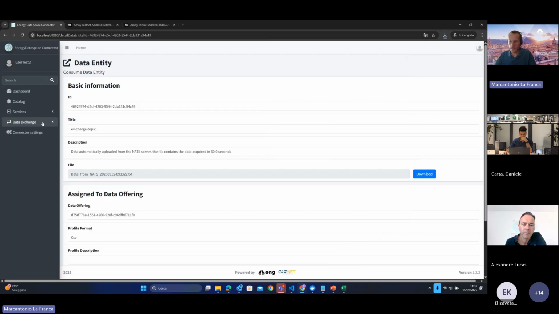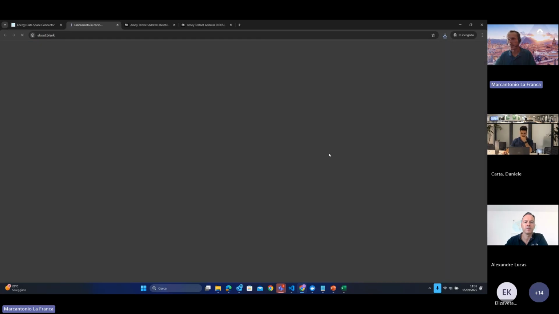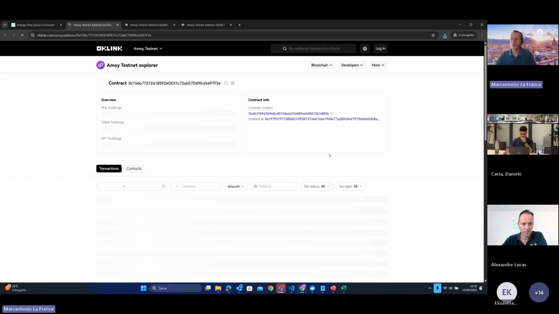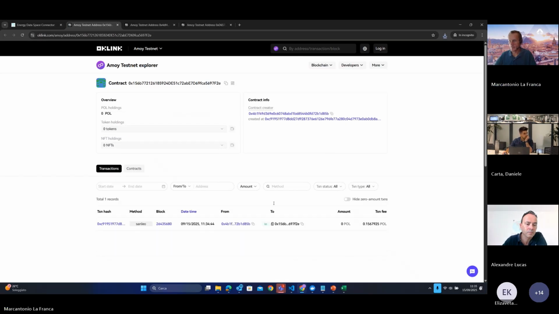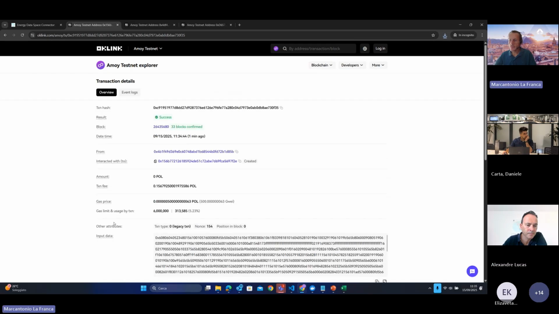If you want, we can also open the data exchange timeline, and we have the EV charge topic with the data that is uploaded automatically by NATS. We can check also the smart contract, open the link, and see the transaction in the blockchain explorer. Very nice. Okay, this completes this demo.